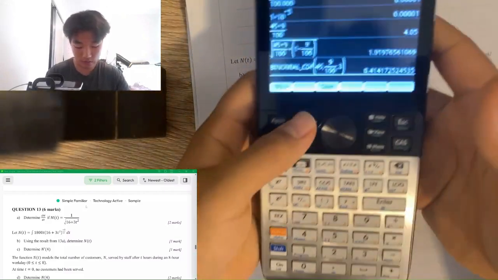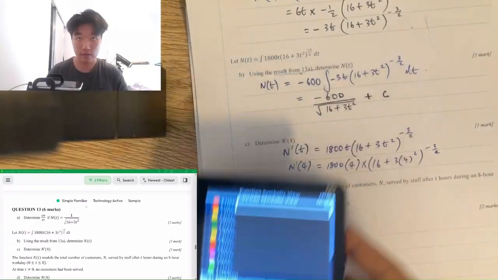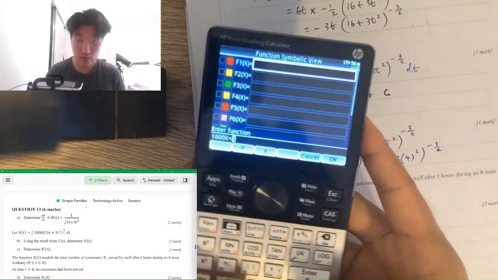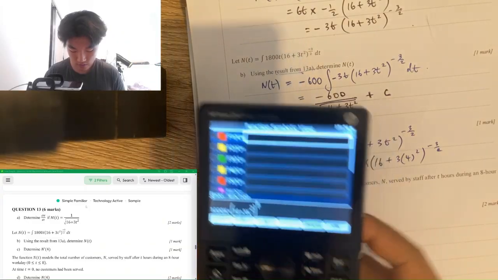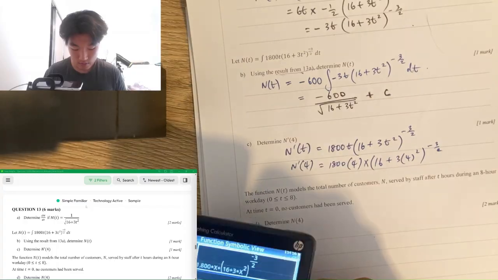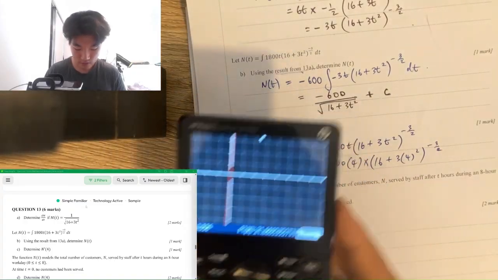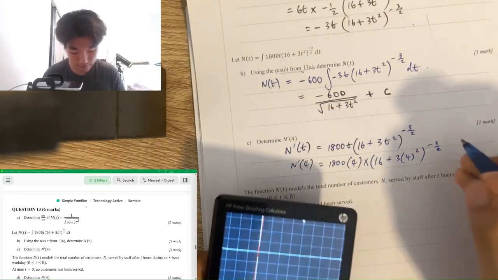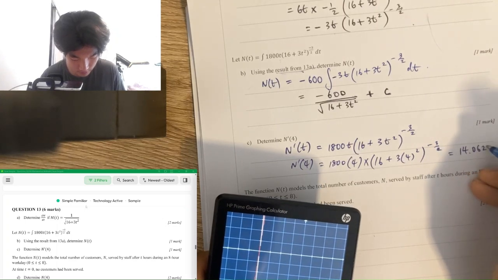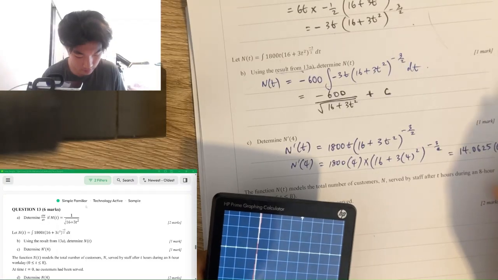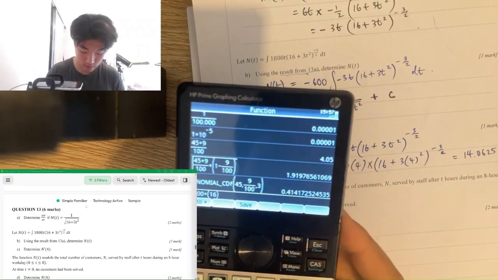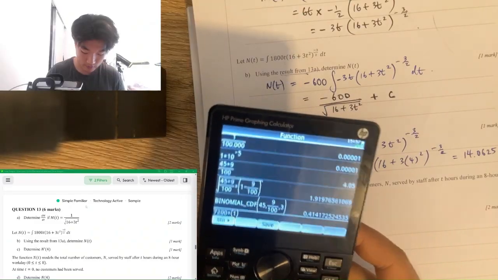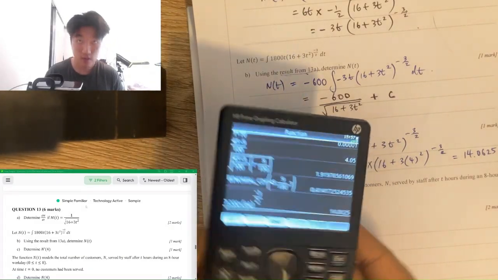Actually, since we have technology, let's just graph it. I think that was what we were meant to do. So 1800t times (16 plus 3t squared) raised to the negative 3 over 2. That's the derivative function. We go to t equals 4. We get a value of 14.0625. Graphics calculator. Let me just verify that. So this goes to 7,200 times (16 plus 3 times 16), so this is 64 raised to the negative 3 over 2. Yep, it is the same value.